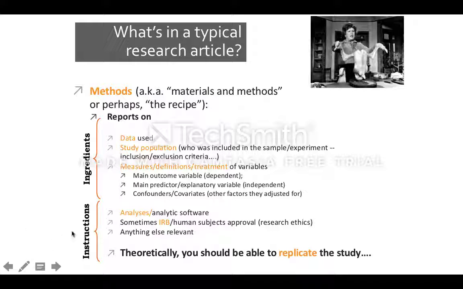The method section will also contain some instructions. So once we got this data, how was it analyzed? There should be a statement that the study was approved by the Institutional Review Board, or IRB. And there may or may not be further information about research ethics. Again, if this isn't mentioned, that should raise some red flags.